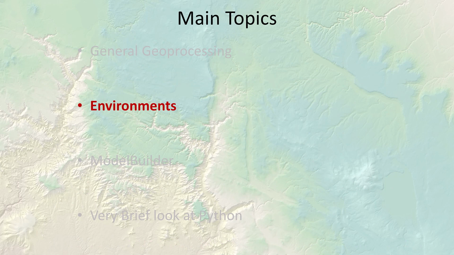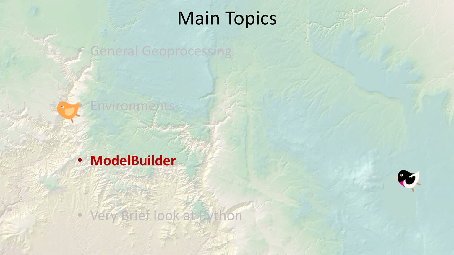Okay, and I think that's about what I'd like to say about environments and the hierarchy of environmental settings. So I think we'll close this video off here, and next video we'll pick up with Model Builder, which is a really clever and easy way to string multiple tools together. Really cool function, and I think you'll enjoy it. All right, thanks so much.